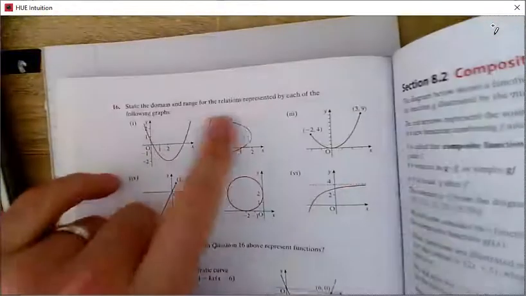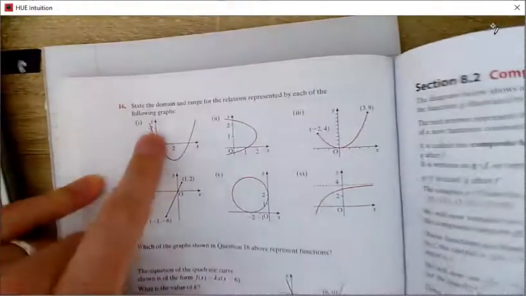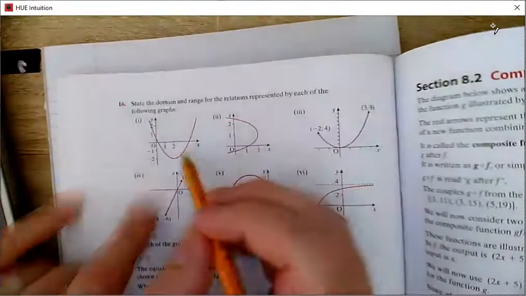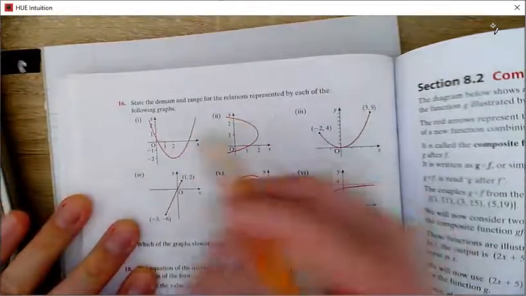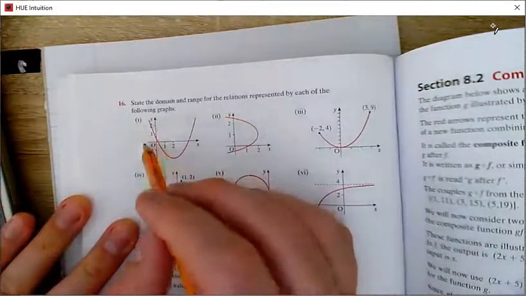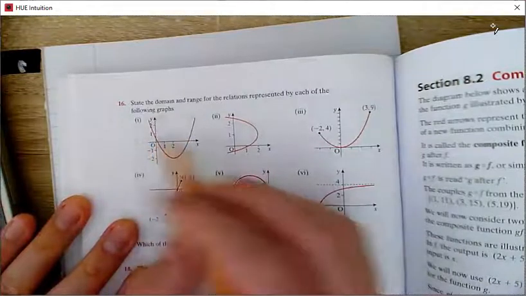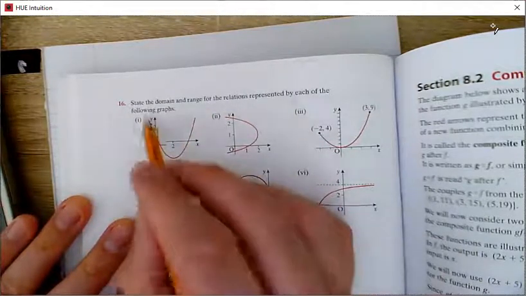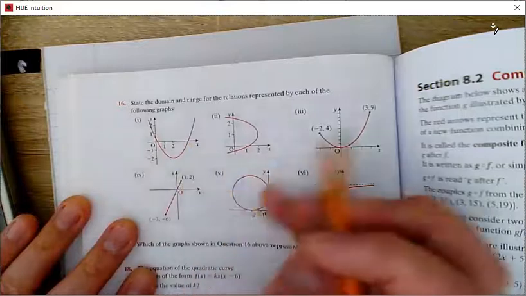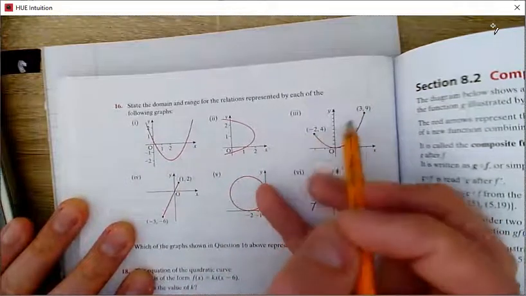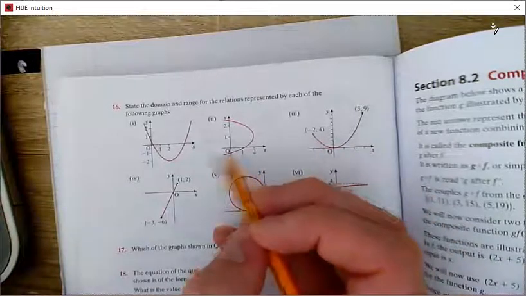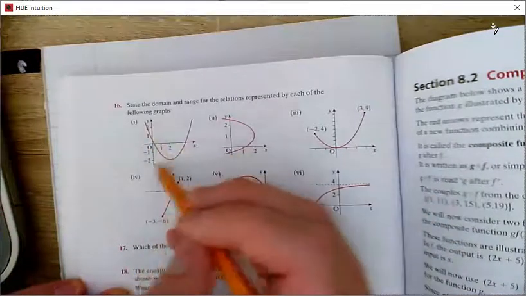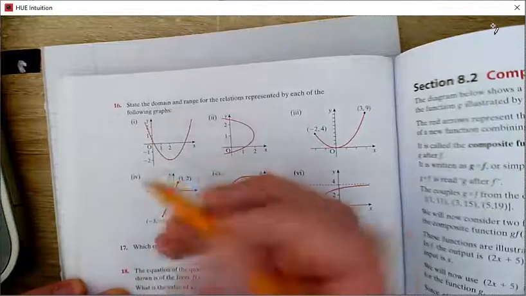State the domain and range for the relations represented by each of the following graphs. Okay, so the domain is the allowable inputs, the range is the allowable outputs, or the set of outputs. So the set of inputs here goes from minus infinity all the way to plus infinity. That's what that continuous bar shows. These ones here where there's a dot means it starts and finishes at a particular point. Here, and then your range is from -2 up to infinity.